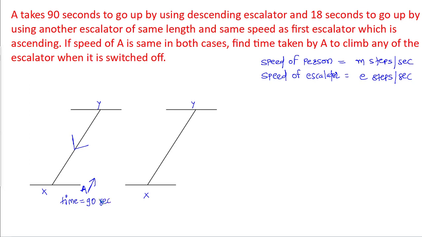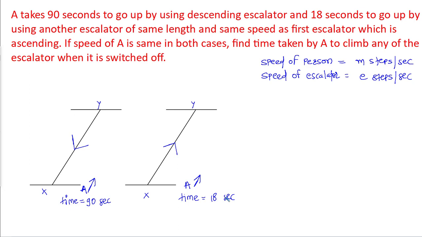In the second escalator, which is the ascending escalator, meaning it is traveling from x to y, A takes 18 seconds to go up. Over here A is traveling from x to y, and it takes 18 seconds. Okay, everyone, both escalators have the same length. If the speed of A in both cases is the same, find the time taken by A to climb any of the escalators.